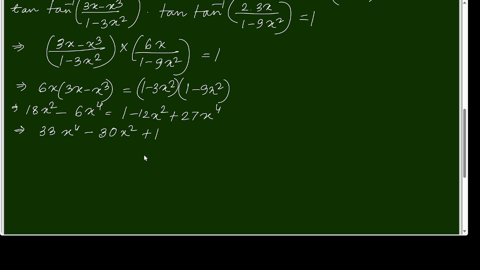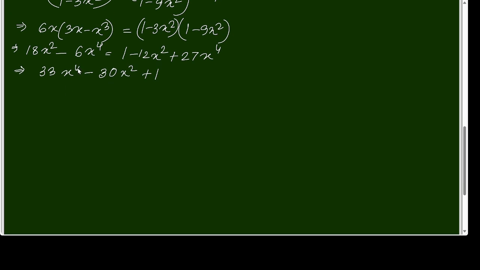Since we need x square, there is no need of calculating x. Directly I can get x square. So x square equals, now applying the quadratic formula, I'll get 30 plus minus square root of 30 square, 900 minus 4 into 33, into 1, over 2 into 33.